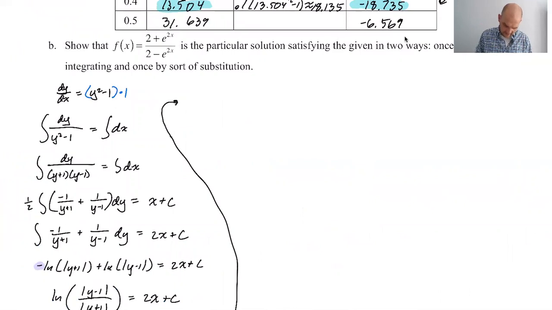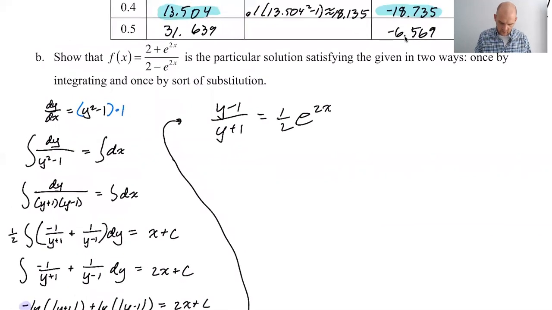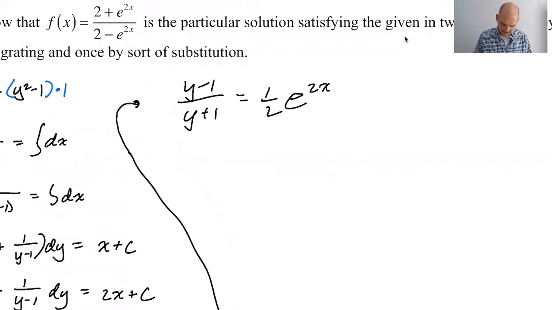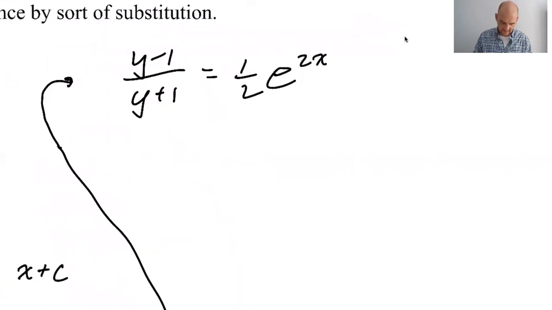So we have (y − 1)/(y + 1) = 1/2 e^(2x). So we have a goal in mind. This is our goal. And I feel like we're getting there, but I could understand if you don't feel that way. I'm going to multiply by 2. Am I going to multiply by 2? Should I do the plus 1 minus 1 trick on the left-hand side?